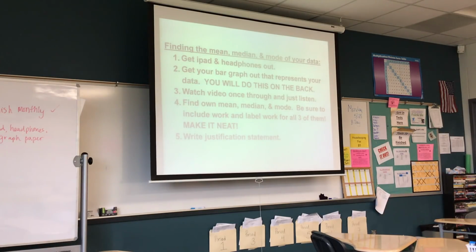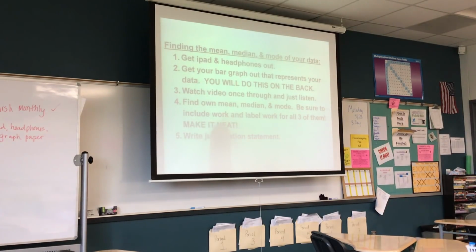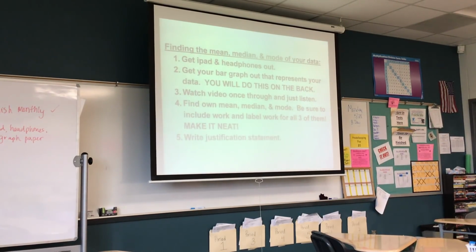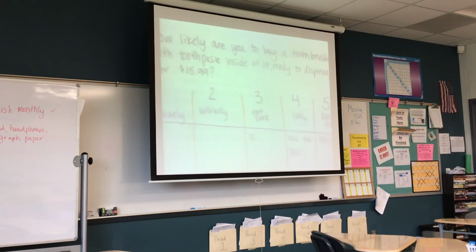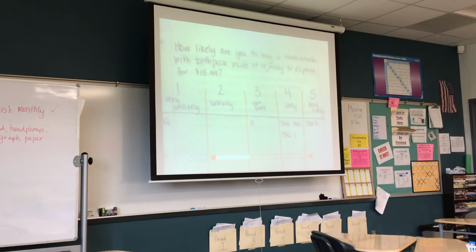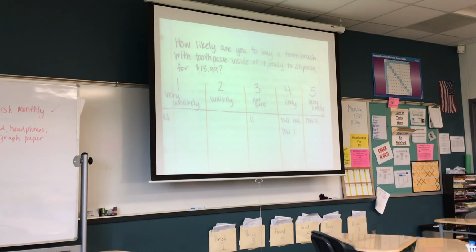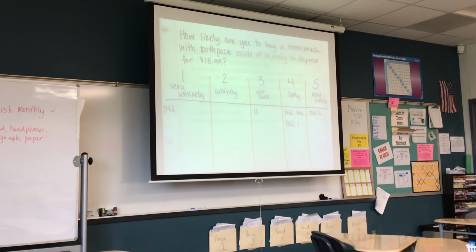You'll see using my example that I'm going to put up here as I talk that you need to be sure to include all of your work and label your work for all 3 of them, so that when I look, I can see where your mean, median, and mode are. You're going to make it very neat, and then last we'll write a justification statement, and we'll do that together on mine as well. So just as a reminder, this is sort of what my data looked like for my question: How likely are you to buy a toothbrush with toothpaste inside of it for $15.99?